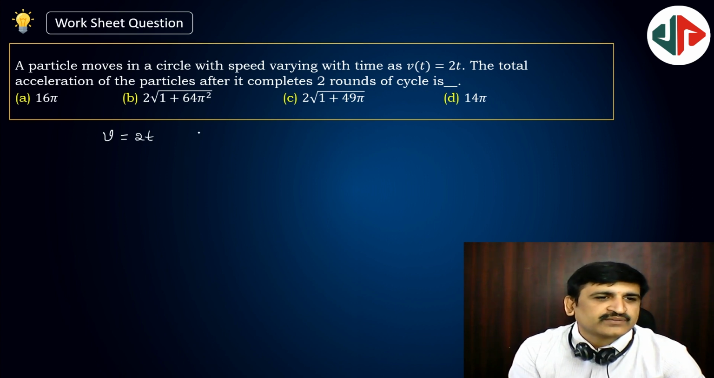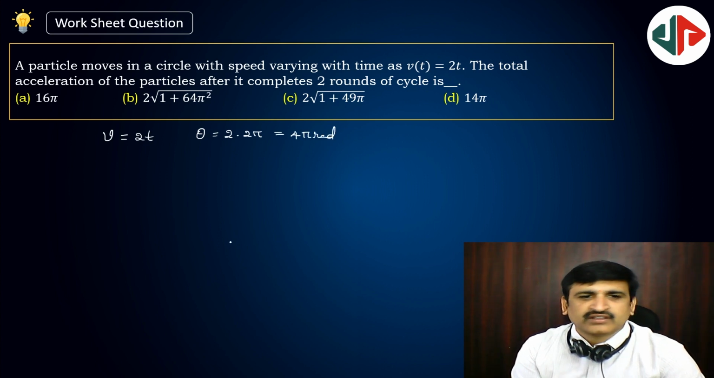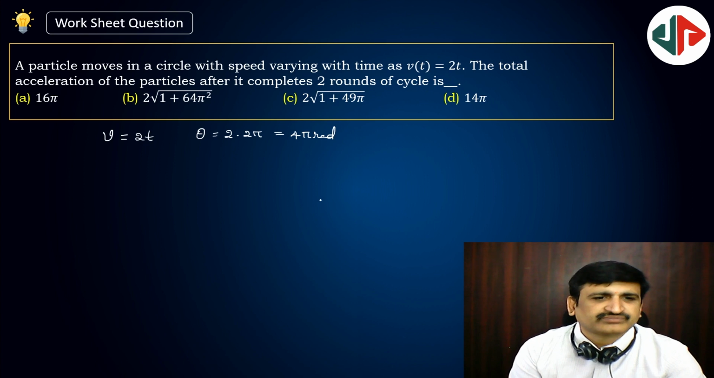That means theta is equal to 2 rounds, 2 into 2 pi, so it will be 4 pi radians of displacement he has given. He is asking total acceleration.